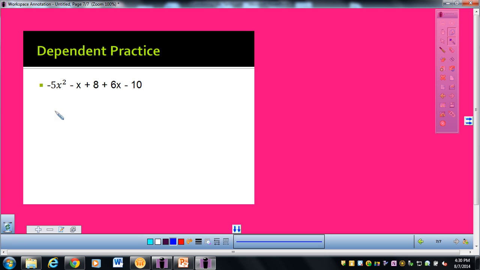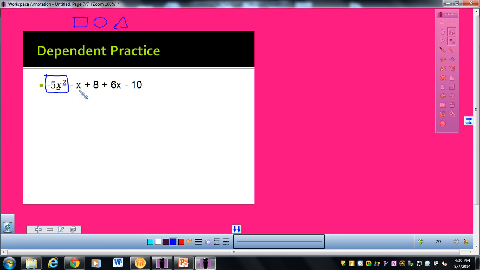Okay, here's an example. So again, we're going to use boxes and circles and triangles because those are my faves. So right here, I've got a variable of x and an exponent of 2. So those are the 2 things I'm always looking for. I'm going to put a box around that one just because it's the first one and I like boxes. Notice how I added the sign that's attached to it.